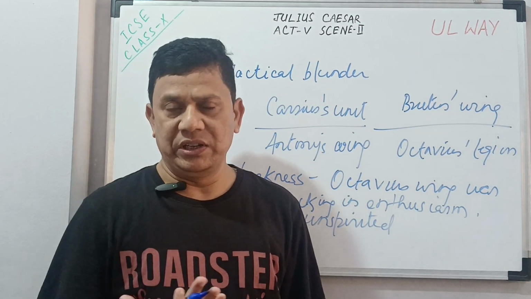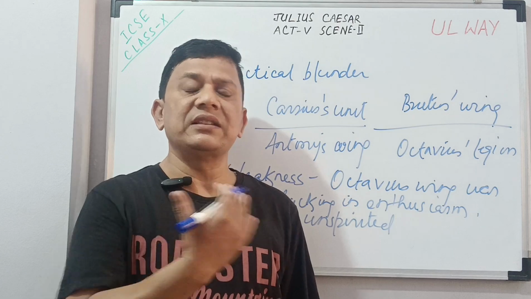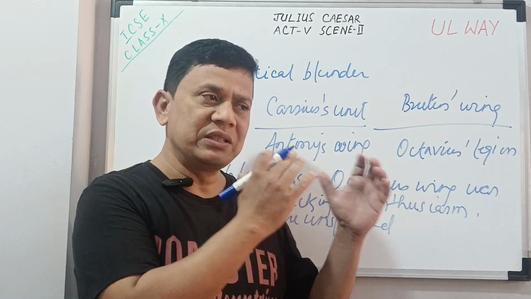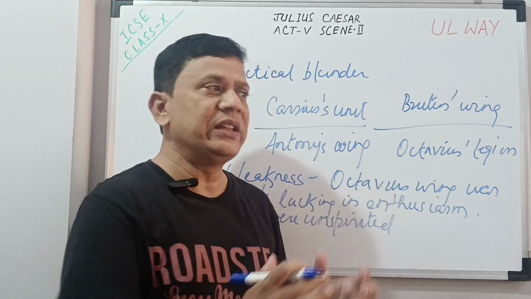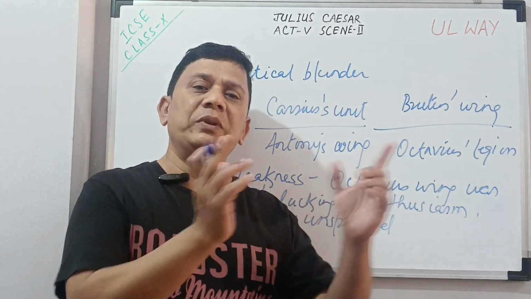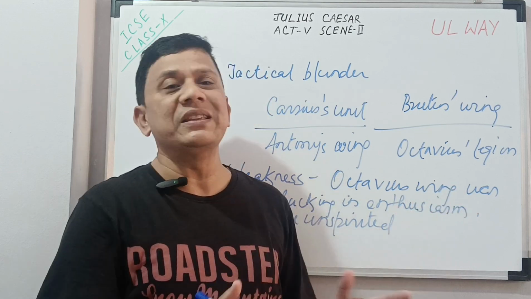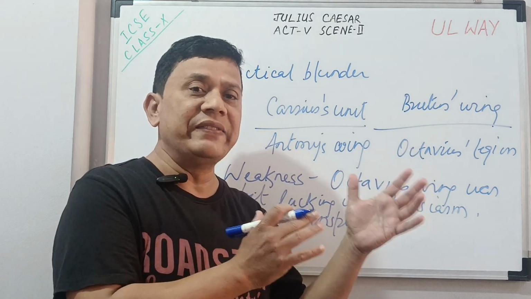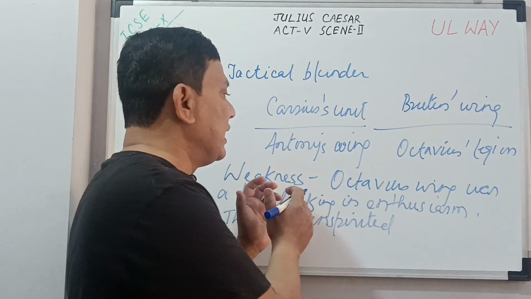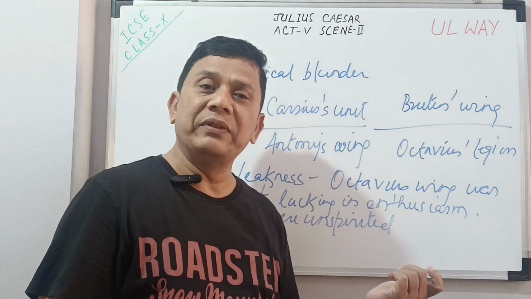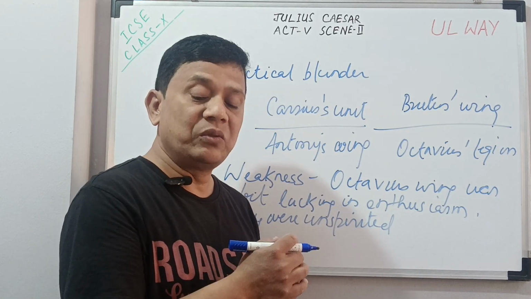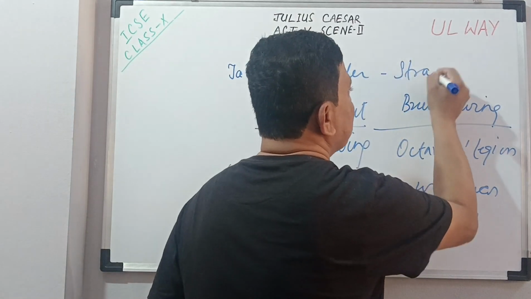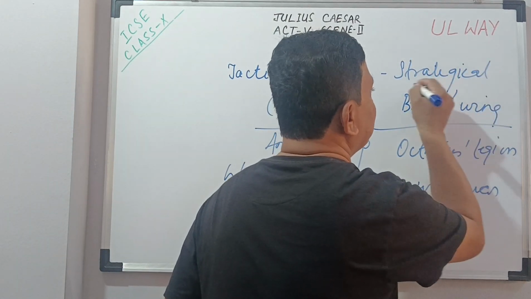Brutus senses an opportunity. And what was that opportunity? He thinks that if Brutus's and Cassius's wings were to combine together and fight this unit of the army, they would be able to overcome Octavius's unit very easily. And then after having done that, the combined force can take on Antony's wing of the army, and that way they would be successful in this battle. But what happened? This was a strategical error on part of Brutus.